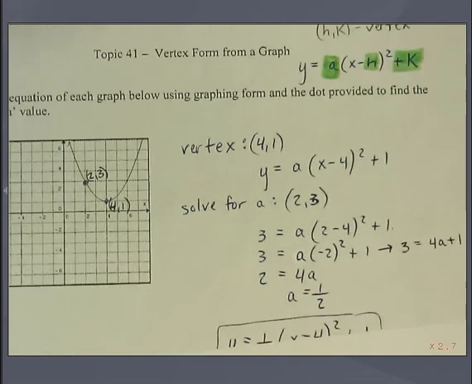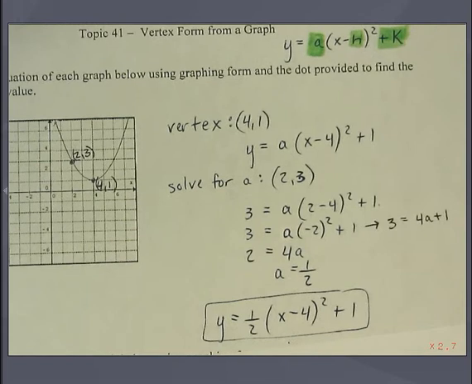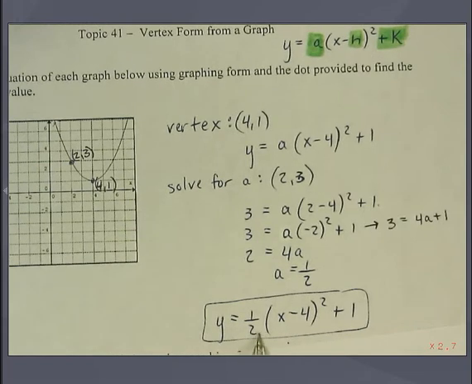Don't forget to write your final answer. Y equals 1/2 x minus 4 squared plus 1. So you need your a value, your h, and your k. And we're all done.